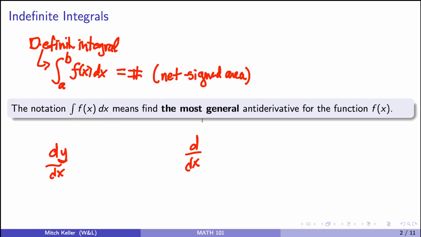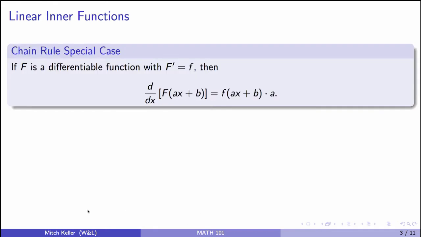And by the most general, remember this is the context where we need a plus c on the end to account for the fact that any two antiderivatives are going to differ by a constant, and without more information, you won't know what that constant is. We'll get some practice with that in another video. But let's start out here by looking at the special case of integration by substitution.